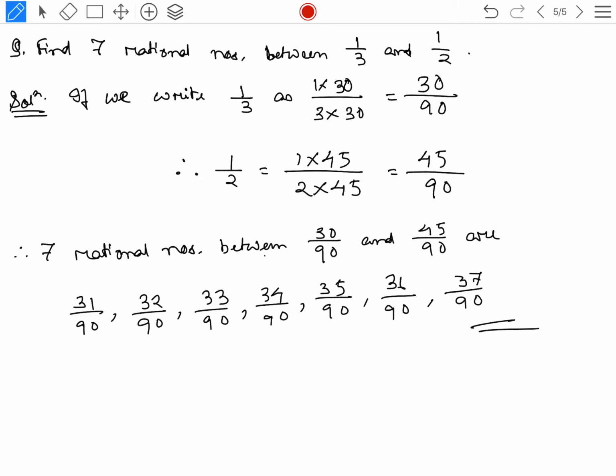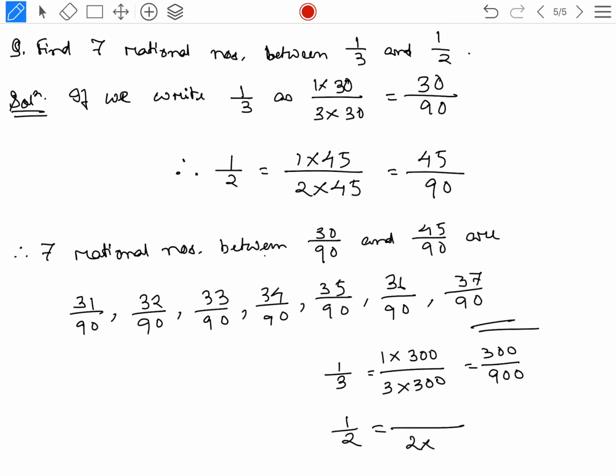If it is given to find 100 rational numbers between 1 by 3 and 1 by 2, then what will you do? If it is given to find 100, then you have to make it larger. For example, 1 by 3, I can make it larger. Suppose I multiply 3 by 300, so 1 also I multiply by 300. So it will become 300 by 900.